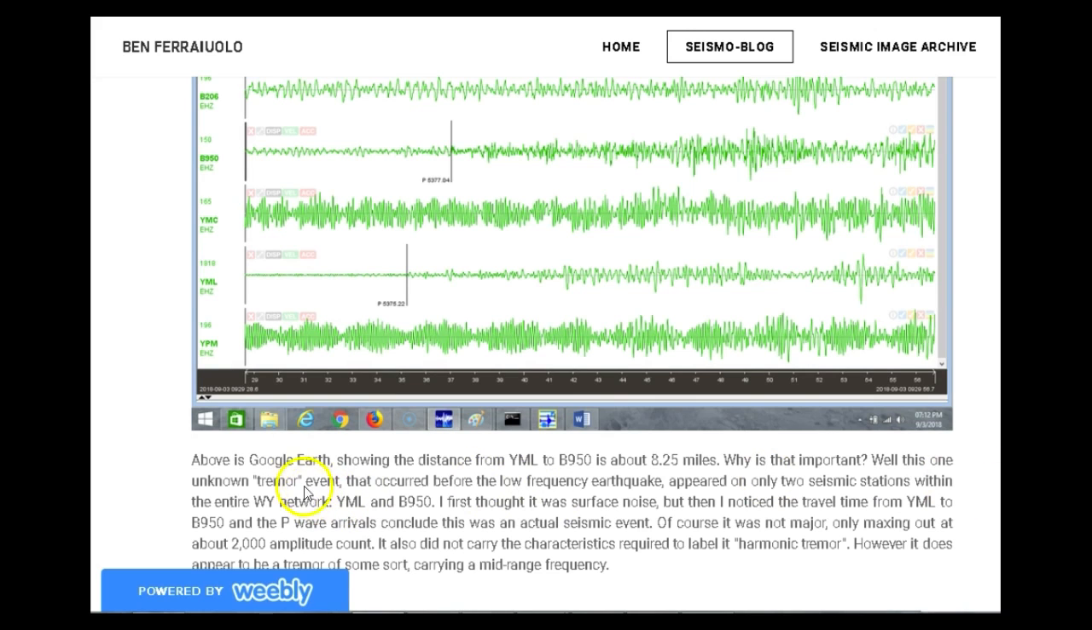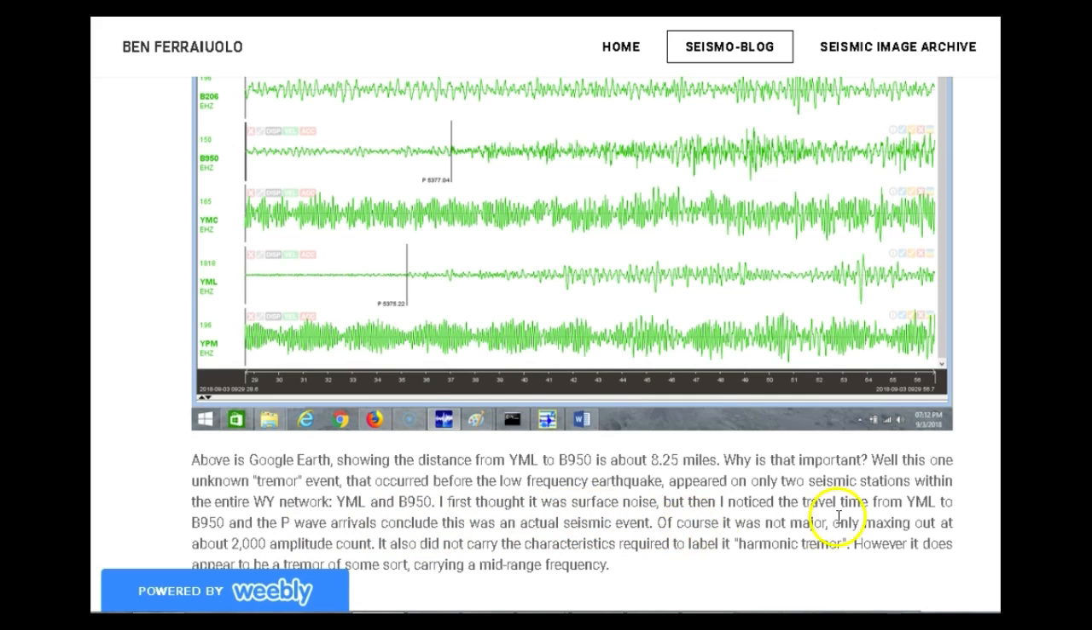Well, this one unknown tremor, quote-unquote, event that occurred before the low-frequency earthquake appeared on only 2 seismic stations within the entire WY network, YML and B950. So it'd probably be hard to locate, almost impossible. I first thought it was surface noise, but then I noticed the travel time from YML to B950 and the P-wave arrivals conclude that this was an actual seismic event.